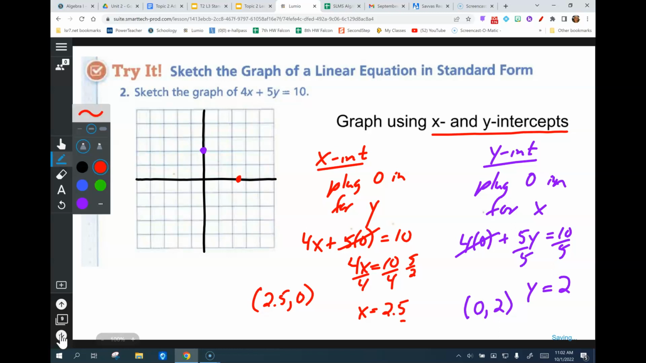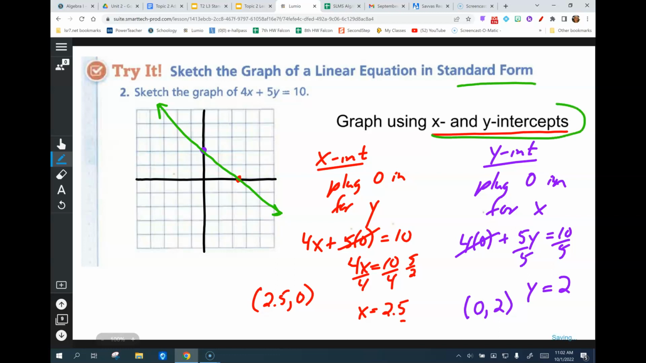Now, the wonderful thing about this is it's pretty quick. The bad part about x and y intercepts, you make one little mistake and you have a totally wrong equation. And you're not going to probably notice that right away. That's all there is to graphing in standard form. I mean, if I have it in standard form, I'm just going to find my x and y intercepts. Okay, now you're going to try them.